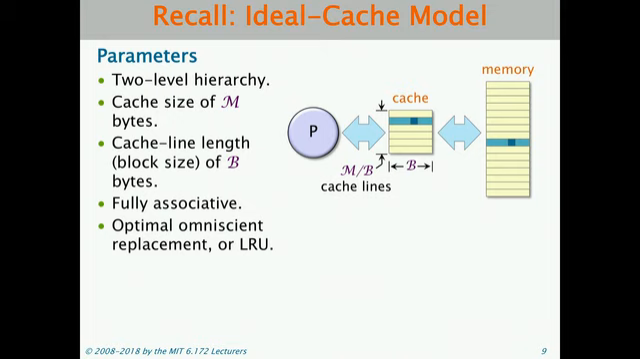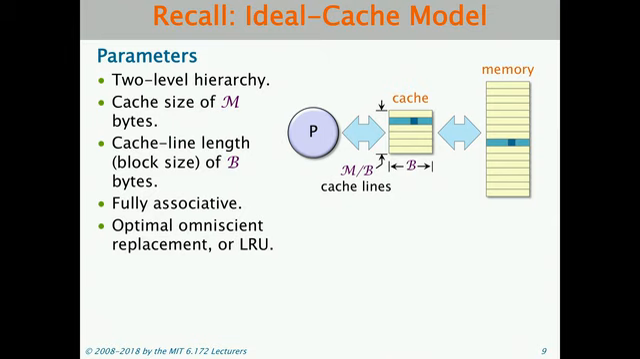And if something's in cache and you operate on it, then it doesn't incur any cache misses. But if you have to go to main memory to load the cache line in, then you incur 1 cache miss. The ideal cache model assumes that the cache is fully associative, so any cache line can go anywhere in the cache. And it also assumes either an optimal omniscient replacement policy or the LRU policy.